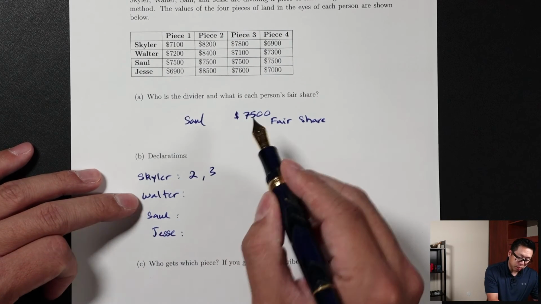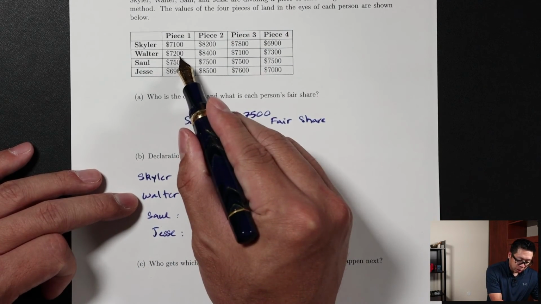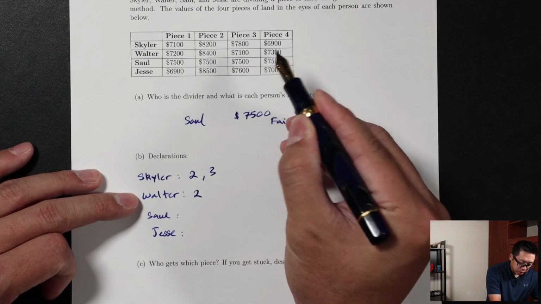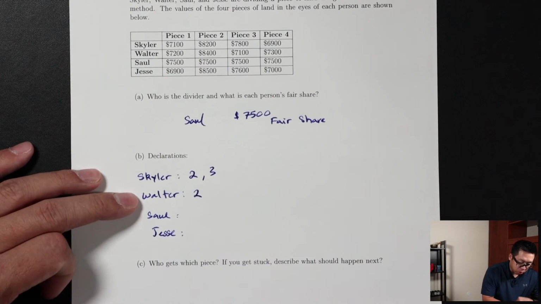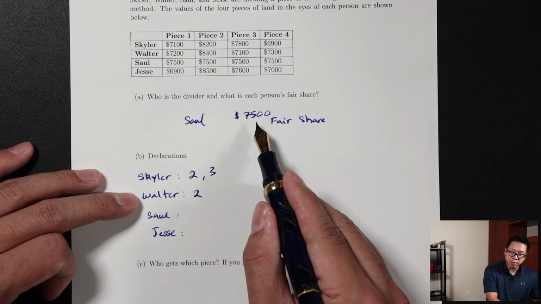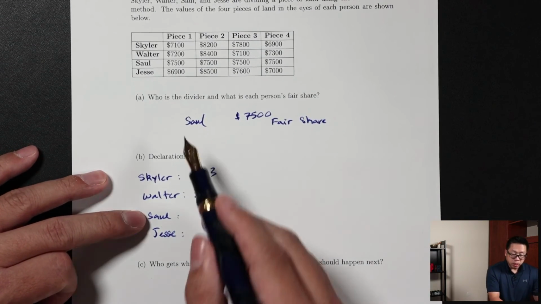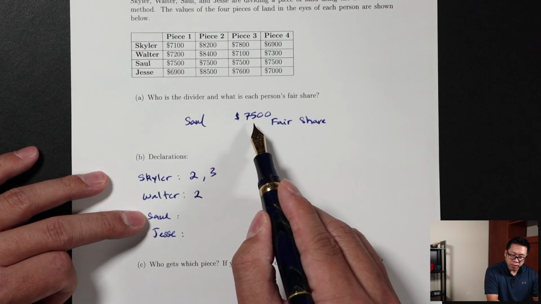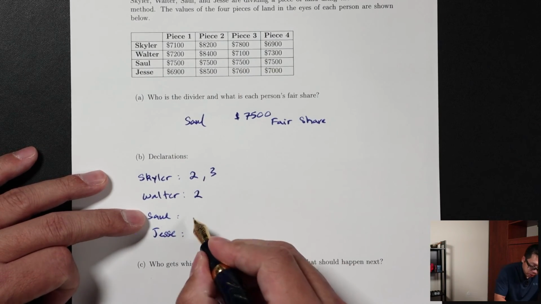Walter, which pieces are 7,500 or more? Not 1. 2 is good. Not 3. And not 4. Okay, so only piece 2 is 7,500 or more for Walter. Sol, who is the divider, right? All the pieces are 7,500 or more, so Sol would actually accept 1, 2, 3, or 4.